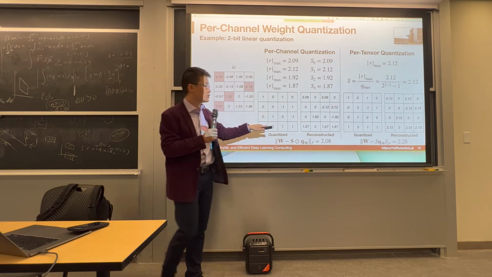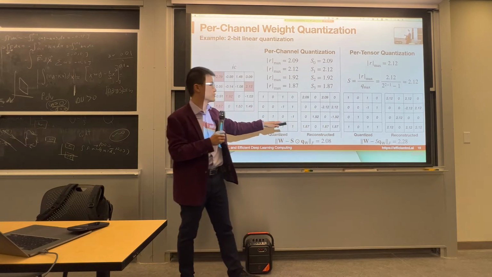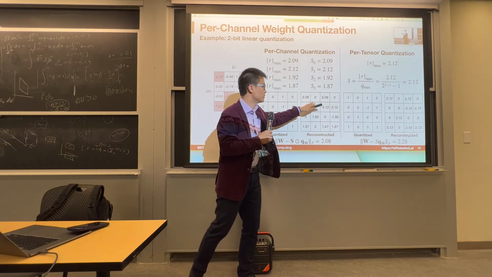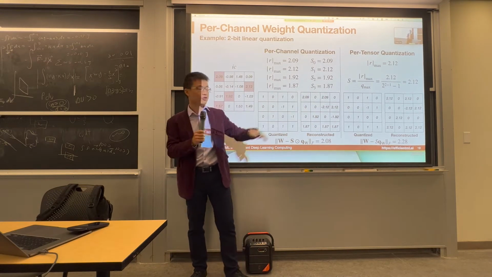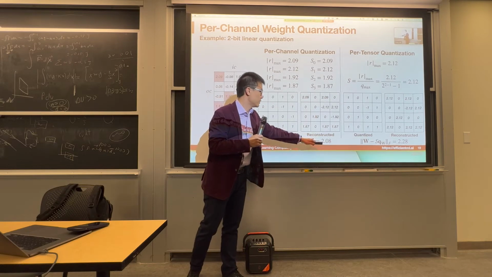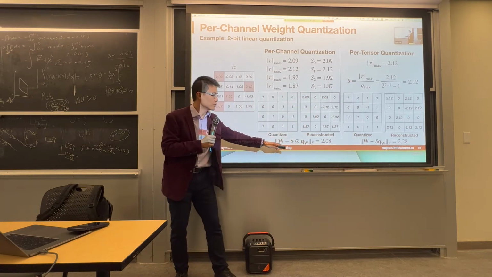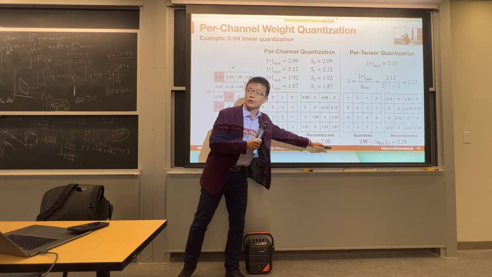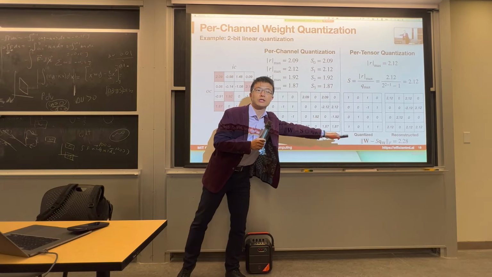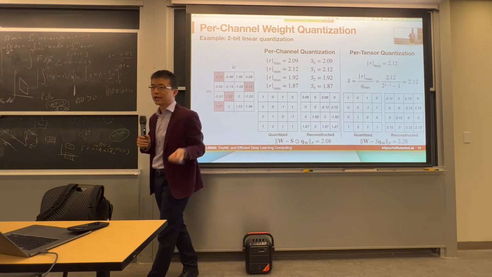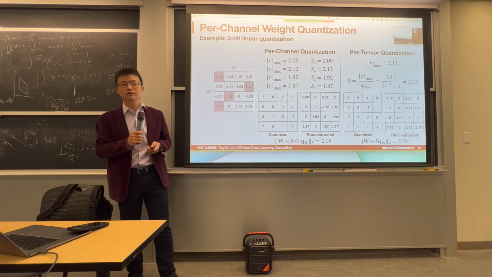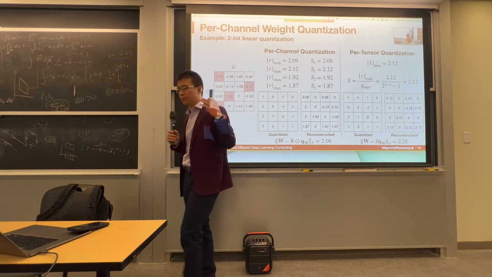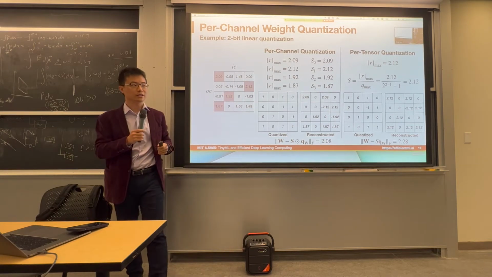And let's reconstruct the original matrix using the per channel method. We can see the first row and the second row actually have different scaling factors, that's a different value. The reconstruction error, which is the original weight matrix minus the reconstructed one, is 2.08, which is smaller than the original per tensor quantization. So this is just an illustration of the difference between per channel versus per tensor quantization.